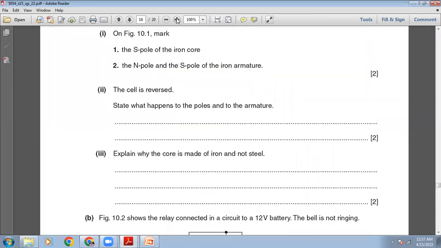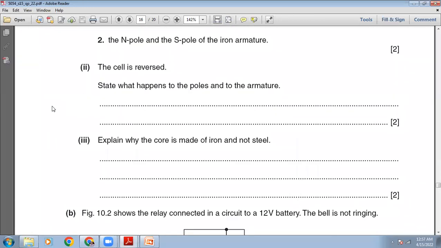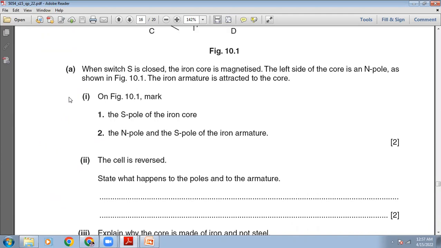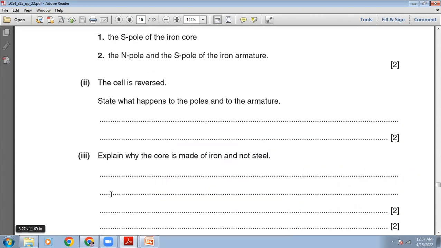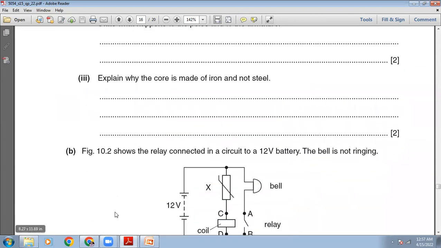It says the cell is reversed. State what happens to the poles and to the armature. You see, when you reverse the cell, the north will appear here and the south will appear here. And when the north is here, automatically a south will appear here. And the iron armature still will be attracted to this end of the electromagnet. So that is my answer.